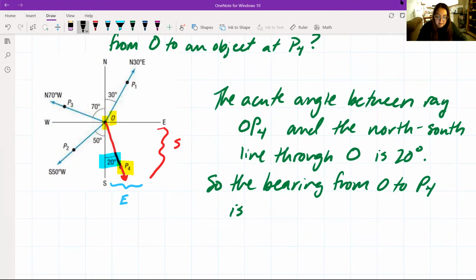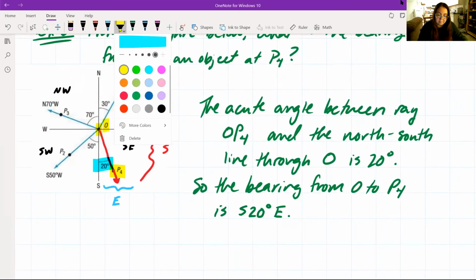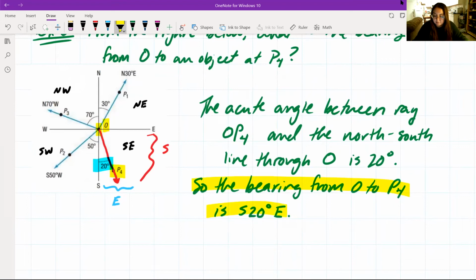So if we wanted to label them, this would be the northeast part of our graph, this would be our northwest part, this would be our southwest part, and this is our southeast part of our graph. So when we write this out, we're going to label south first. So this is south 20 degrees to the east. So you label north or south first, then your angle measurement of your acute angle, and then you list whether it's going to be east or west last. And that there would be our answer.